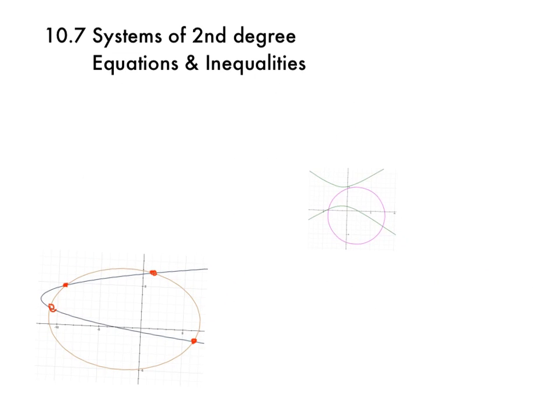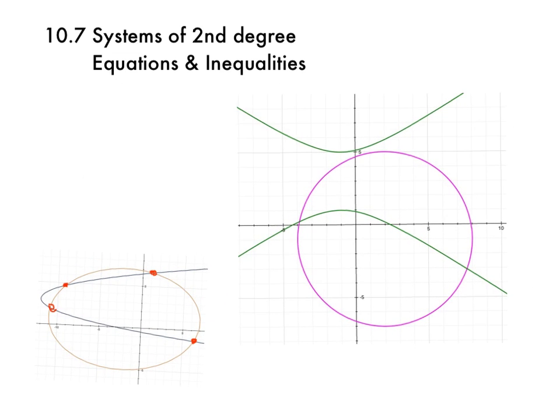This one over here, we have a hyperbola and a circle. This one happens to have 2 points of intersection. So when we solve this one, we would be finding 2 xy points in common.